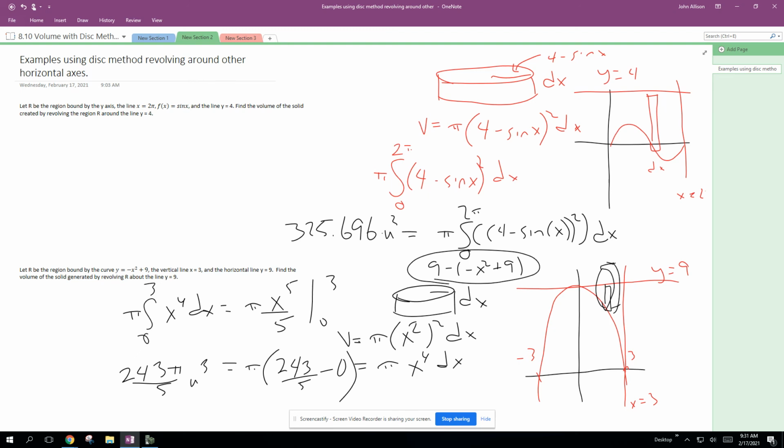And that's a couple of examples of revolving using this method, finding the volume of solids using the disk method to revolve around other horizontal axes.